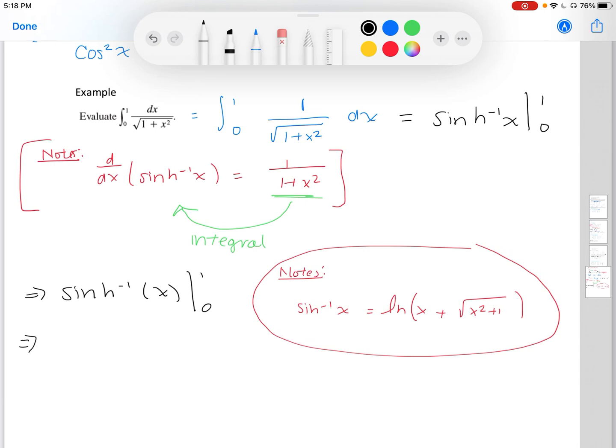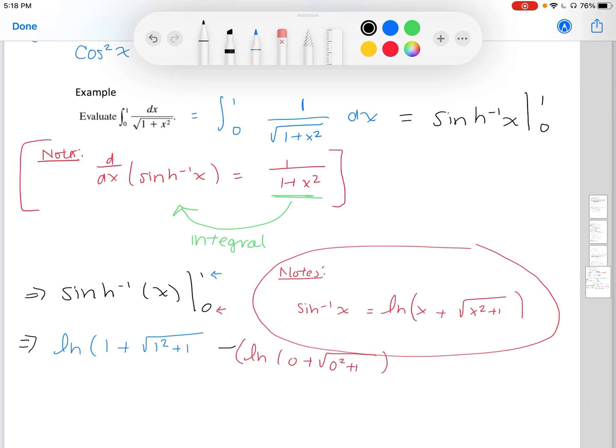So instead of hyperbolic sine, we'll write ln. So we have for 1, ln of 1 plus the square root of 1 squared plus 1, minus, and then for our 0, we have ln of 0 plus the square root of 0 squared plus 1.